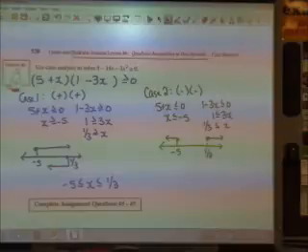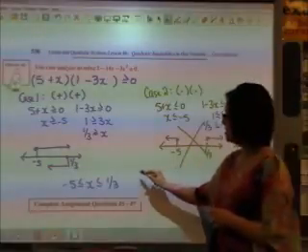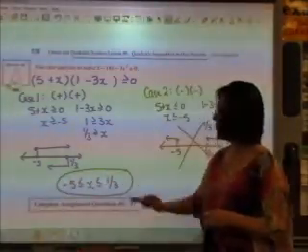Do I have any overlap? No, so this one doesn't have a possible solution, so I reject this one. And my solution becomes that.